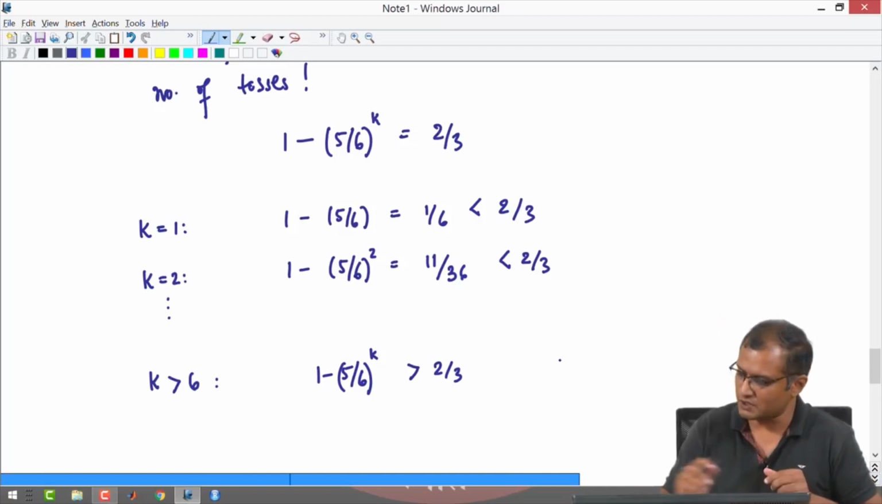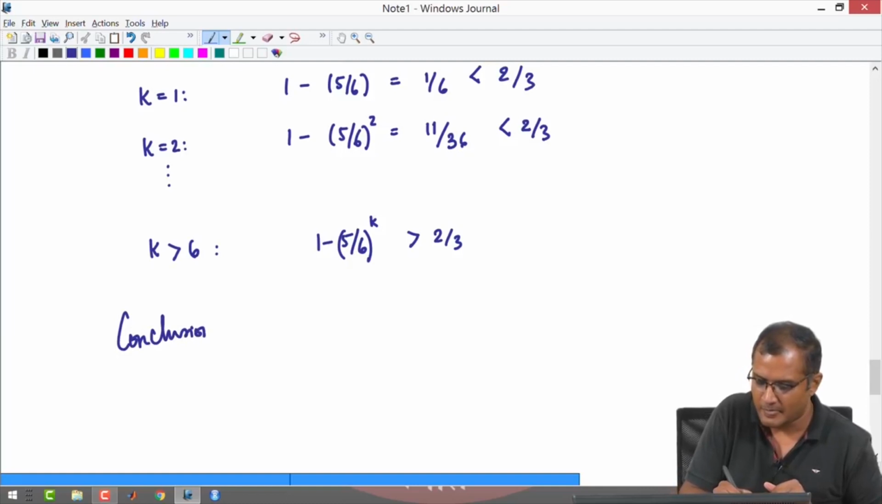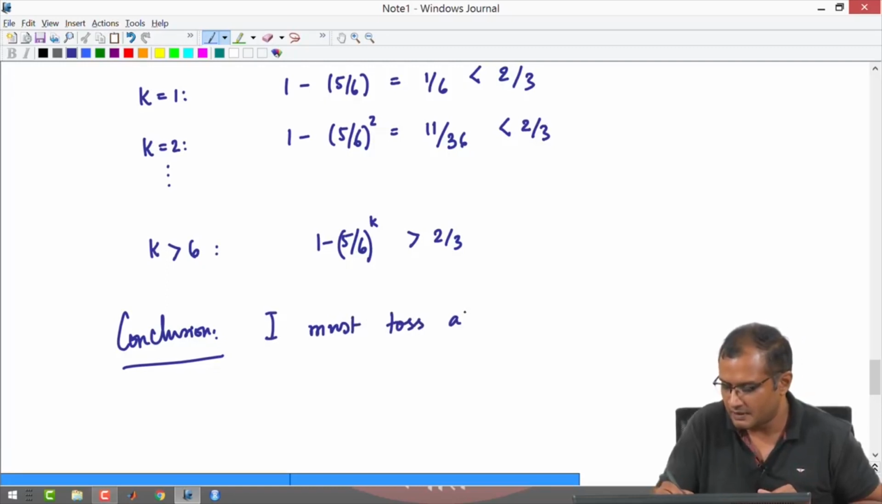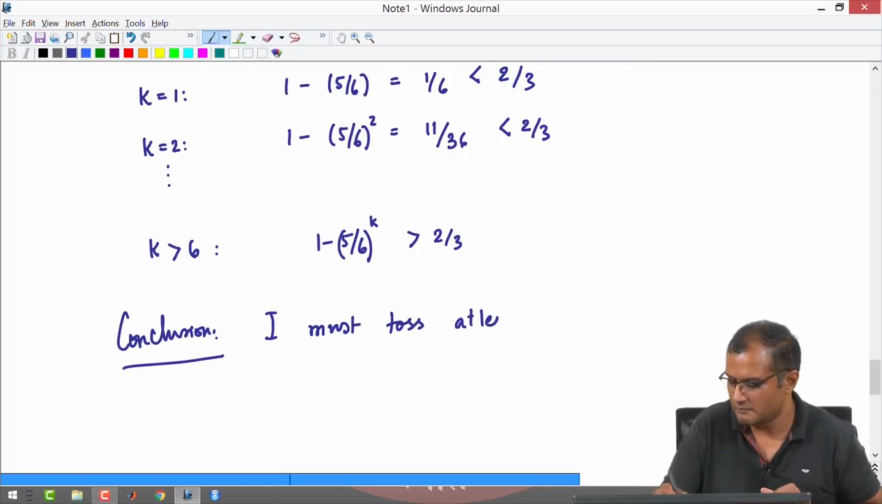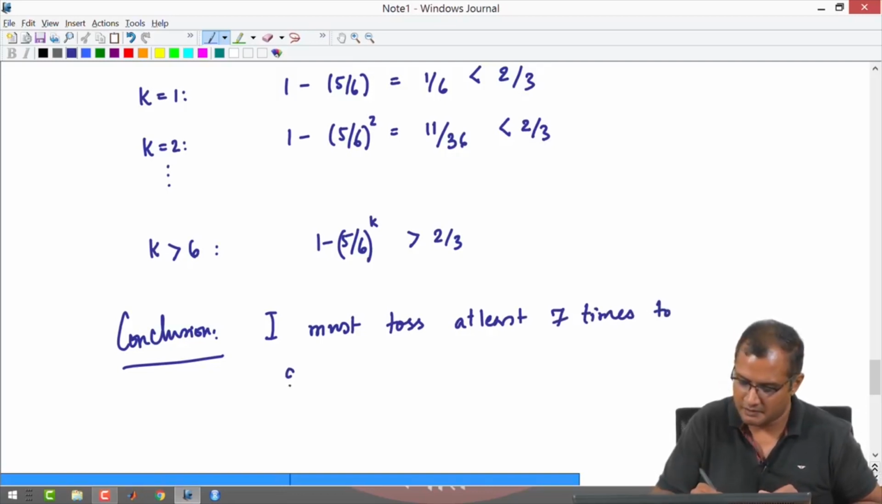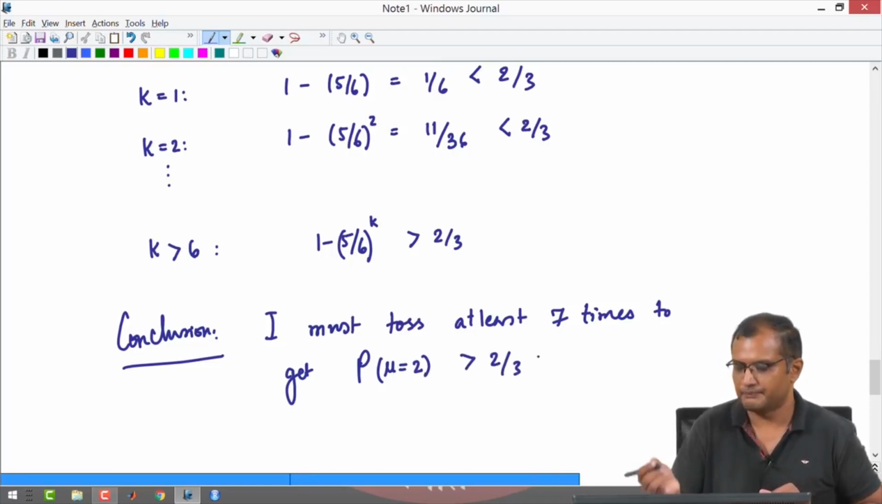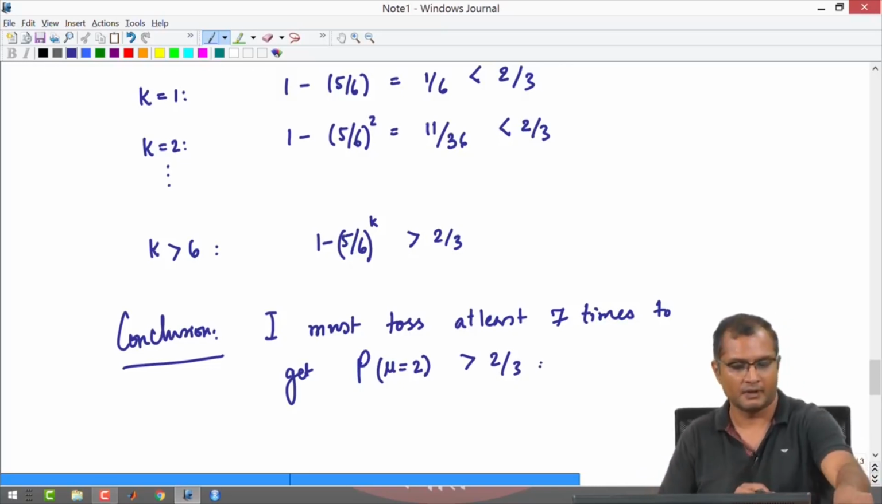What this means is that I must toss. So, the take home conclusion is that one must toss the die at least 7 times to get the probability of getting at least 1 2 greater than 2 by third. That is the conclusion. Okay. Fine.